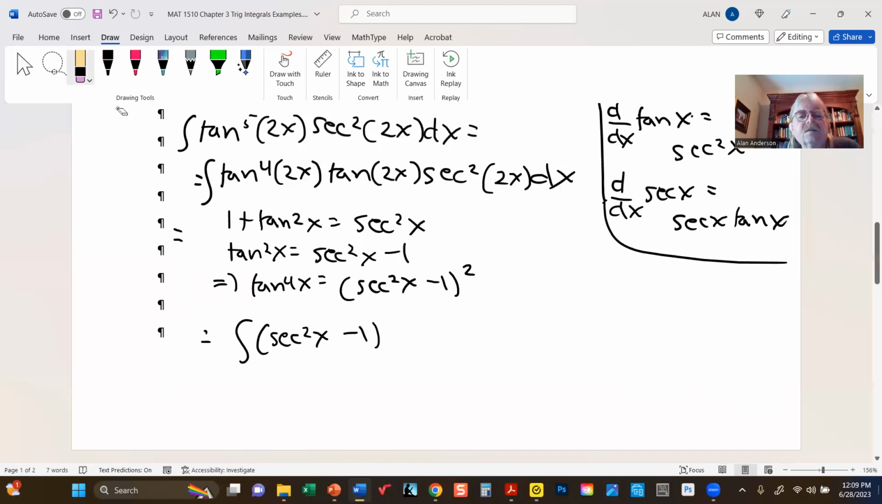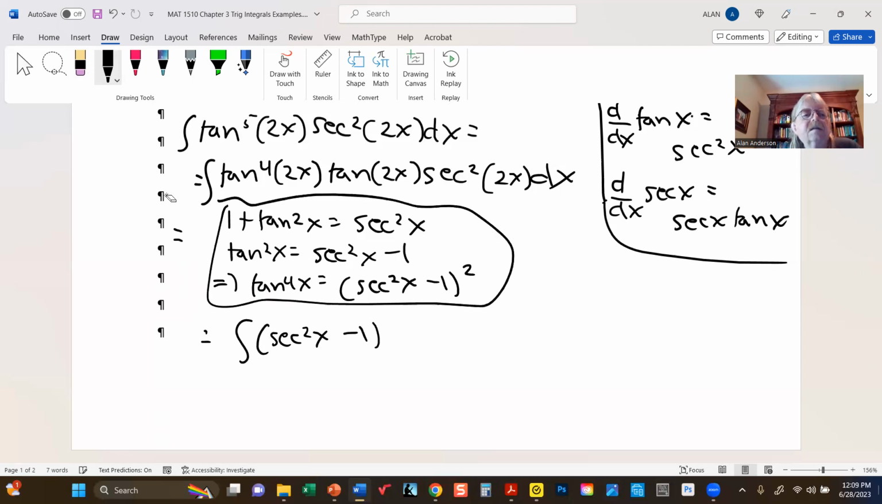Oh, you know what? I just realized this is true right here, but we're dealing with 2x. I have to be careful about that. Okay. So in other words, the tangent to the 4th power of 2x is going to be secant squared of 2x minus 1 all squared. We're squaring the Pythagorean identity because we have tangent to the 4th power rather than tangent squared. And we also still have the tangent 2x.